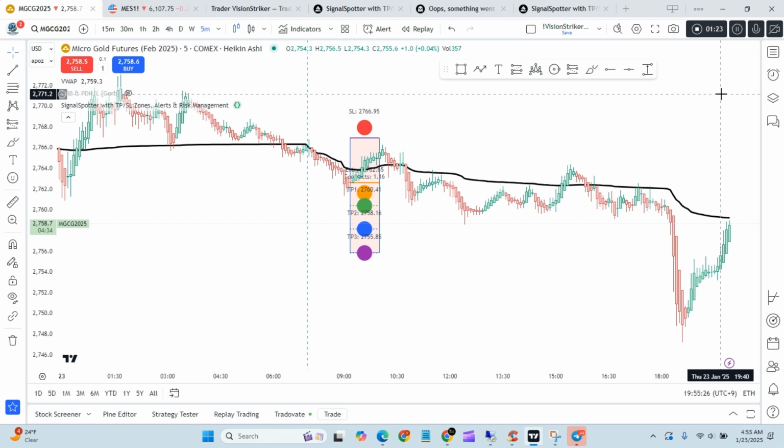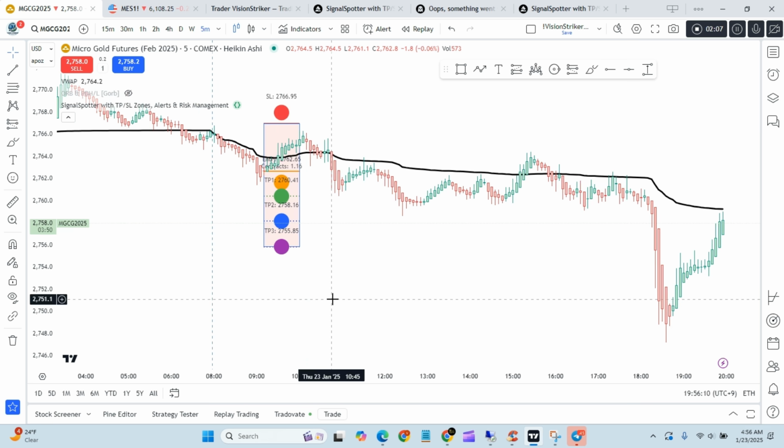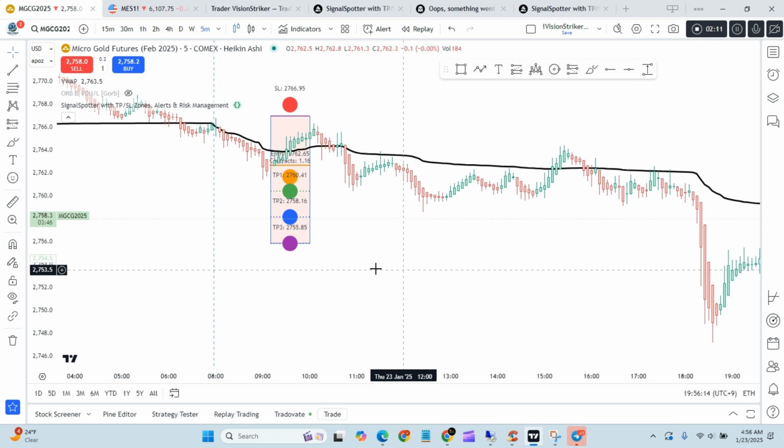So let's actually break down the first strategy we're going to use with this SignalSpotter indicator. All we simply need is two tools for confirmation, which is the VWAP and the Heikin Ashi candlestick. You can add on VWAP in TradingView default settings. As you see, that is my VWAP line. And then we change the candles to Heikin Ashi. Let's get into it and show you multiple ways you could get into this particular trade.